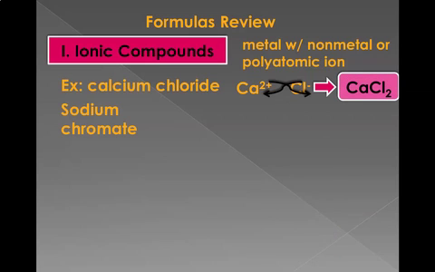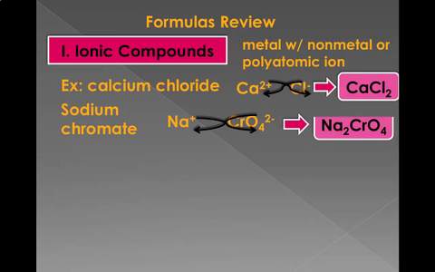Sodium chromate, we'll write down our ions. So sodium is a +1, chromate is CrO4 and it's a -2. Again, we will cross over, and that's going to give us Na2CrO4.